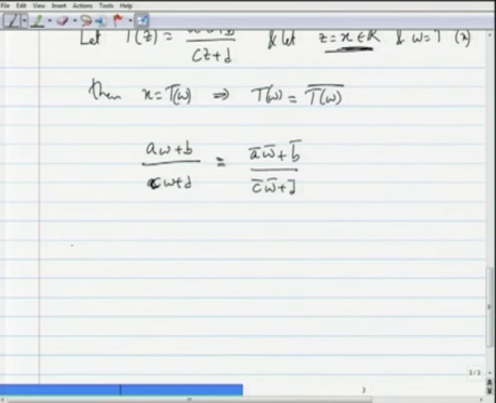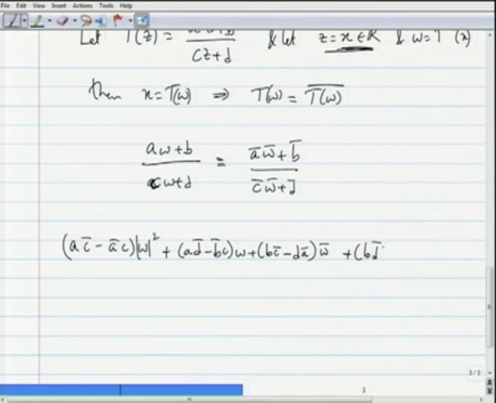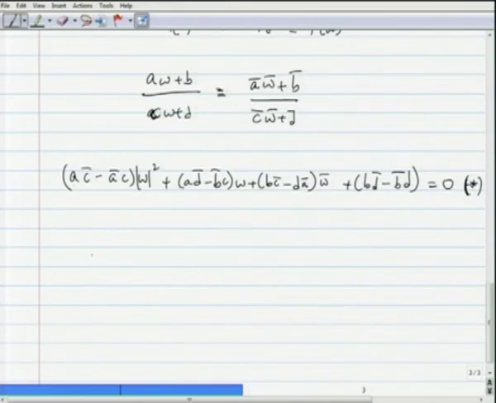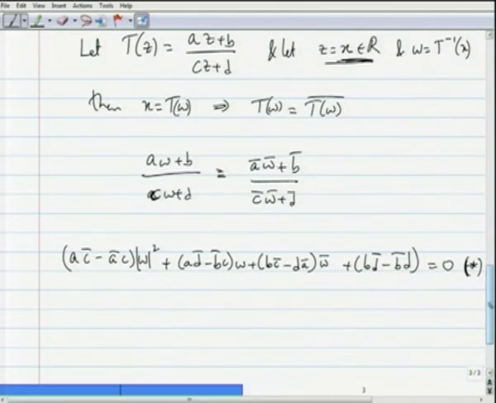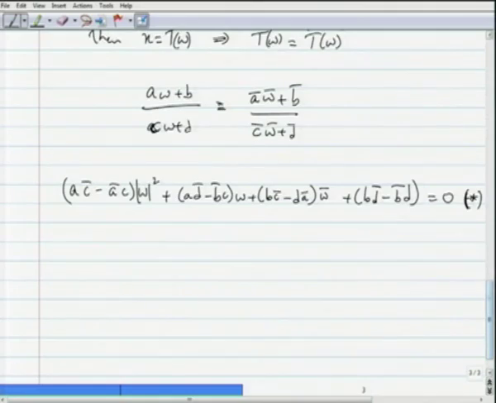So, after rearrangement, this gives us (A C bar minus A bar C) times modulus of W squared, plus (A D bar minus B bar C) times W, plus (B C bar minus D A bar) times W bar, plus (B D bar minus B bar D) is equal to 0. Let us call this equation star. Looking at this equation, what we want to show is that W is a point on a circle. So, the locus of W which satisfies this equation is actually a circle.